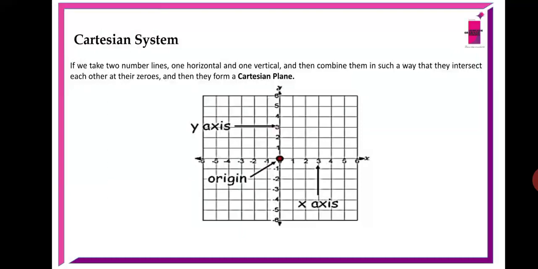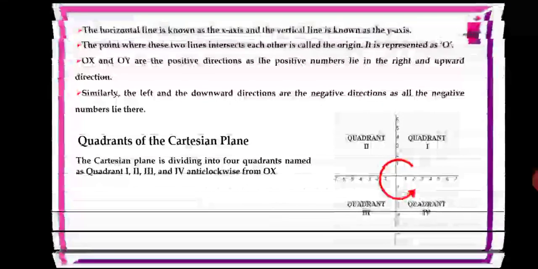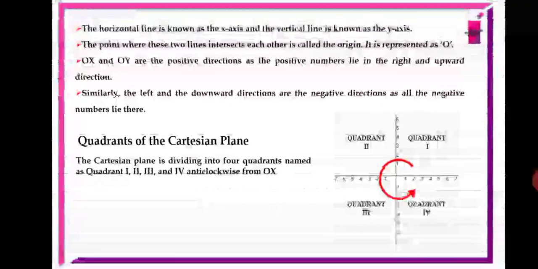If we take two number lines, one horizontal and one vertical, and combine them in such a way that they intersect each other at their zeros, they form a Cartesian plane. You can see the intersecting point is the origin, the x-axis and the y-axis. We are going to discuss what they are. The horizontal line is known as the x-axis and the vertical line is known as the y-axis. The point where these two lines intersect each other is called the origin. It is represented as O.